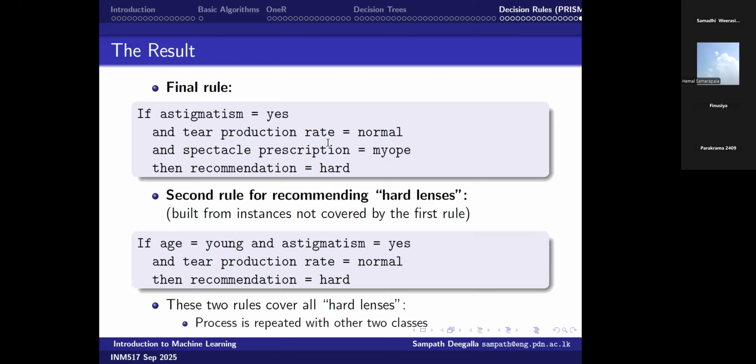You start from the beginning like earlier with the empty left-hand side and for the hard class. And then likewise, you will find all the rules for the hard class. Then you go to the next class. There are 2 more, right? So you select the next 2 and you keep on doing this until you cover all the classes. So this is how the covering algorithm works. This is called the Prism algorithm.